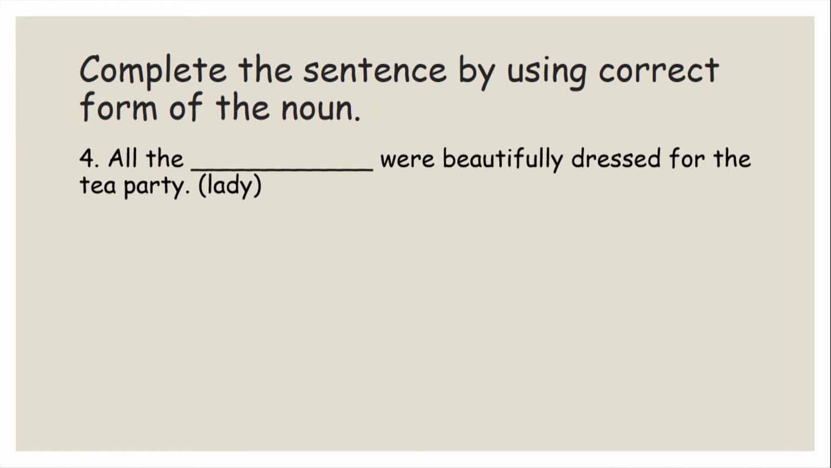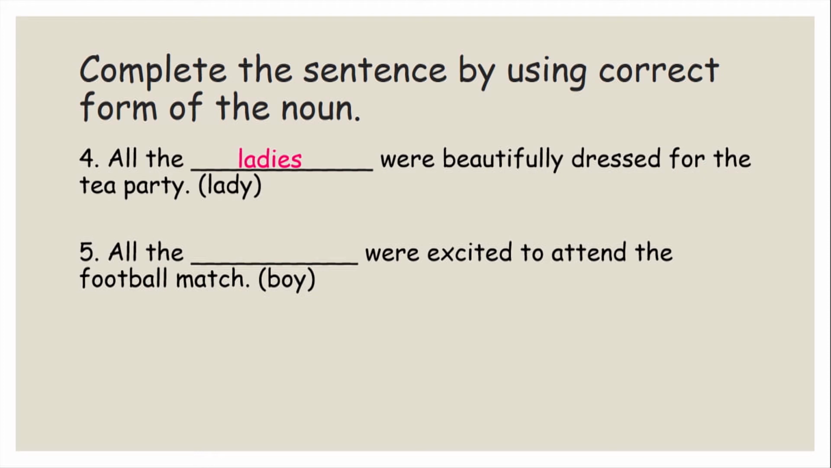All the ladies were beautifully dressed for the tea party. So we have lady. So Y, the letter before the Y is D. So what do we do? Yes, we change the Y to an I and add ES. Boys, all the boys were excited to attend the football match. Boy, the letter before the Y is a vowel, so we simply add an S.